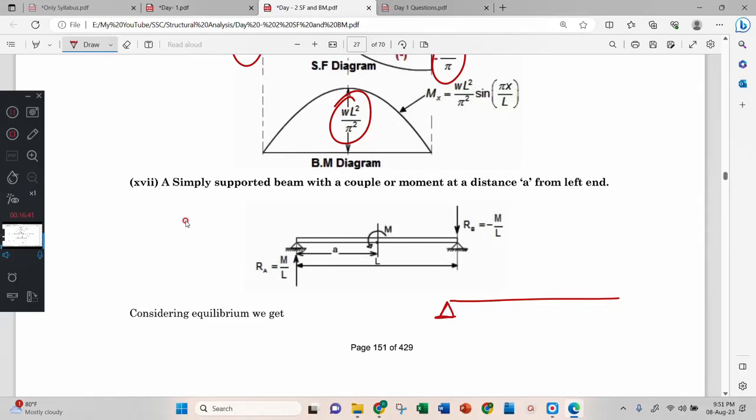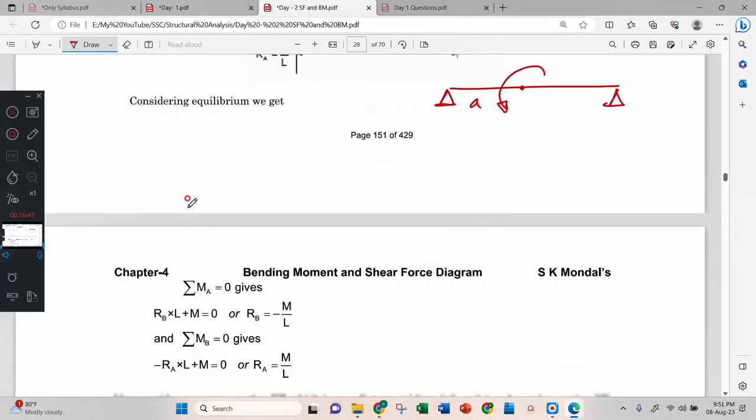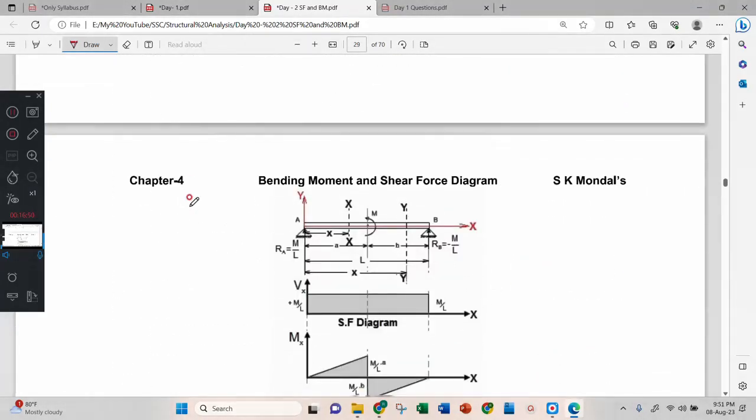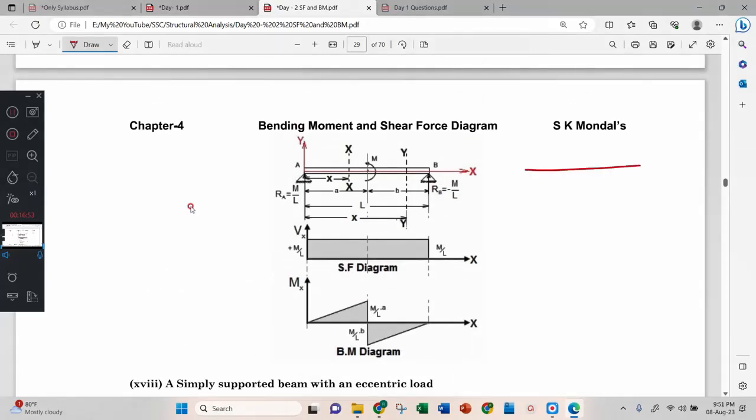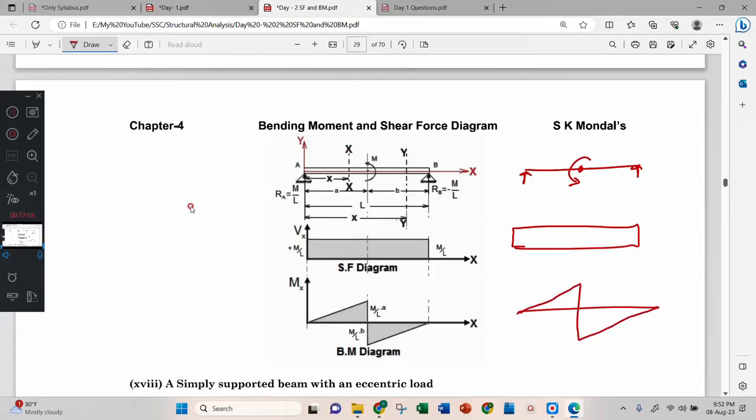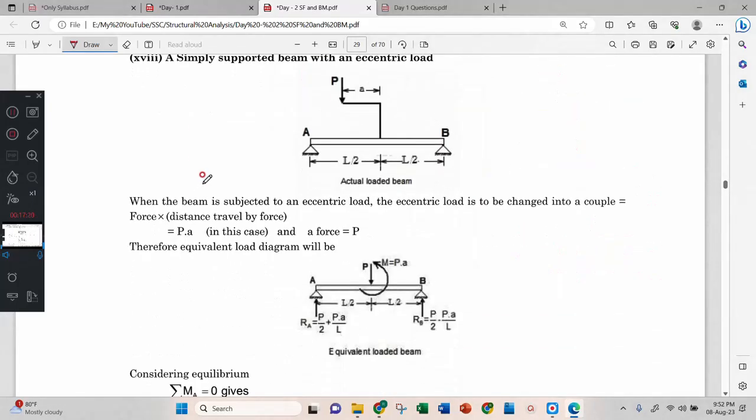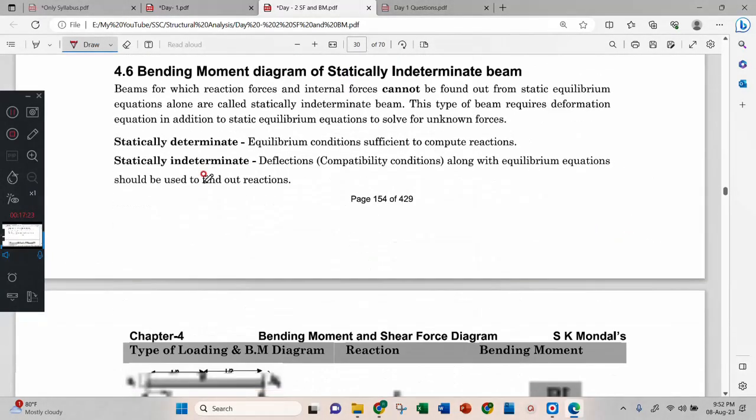Simply supported beam with the moment in the middle or at a distance A. Okay, for that the bending moment diagram is like this. See here, simply supported beam, then shear force is this one, bending moment is something like this. Very interesting. This is M by L into A, M by L into B. This is M by L, this is M by L. Over. These are all extraordinary problems, you can solve them.